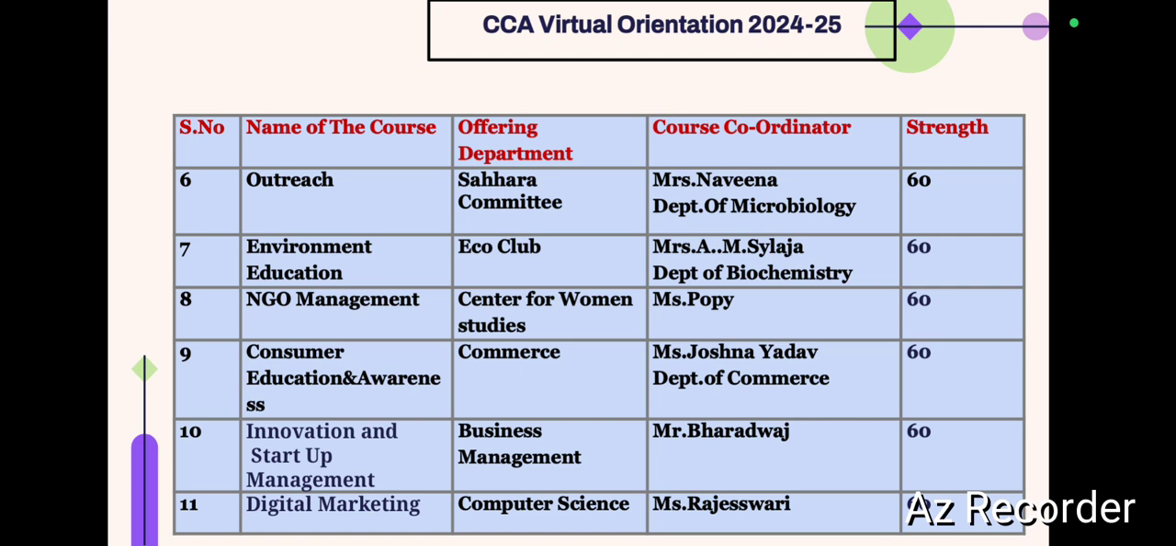Business Management Department is offering Innovation and Startup Management course, and Mr. Bharadwaj is the course coordinator. Digital Marketing course is being offered by Computer Science Department, and Ms. Rajeshwari is the course coordinator. The intake for all these courses also is 60 seats per course.